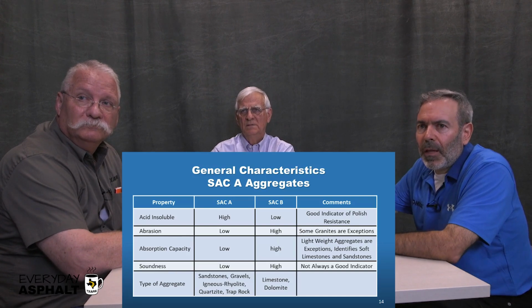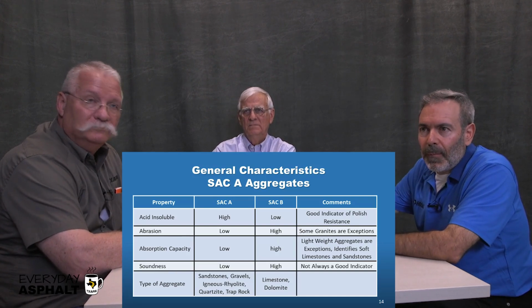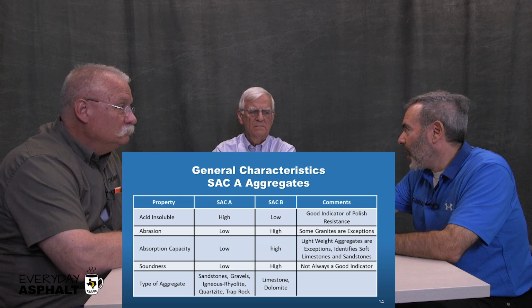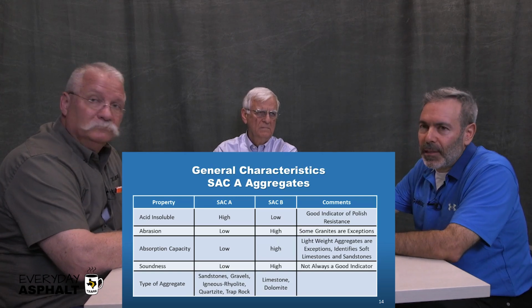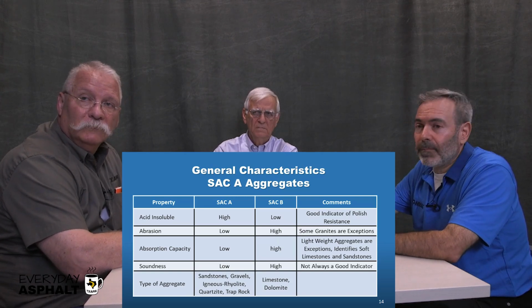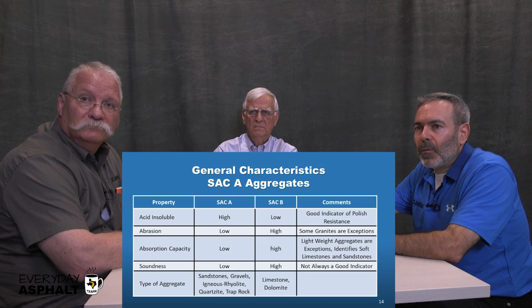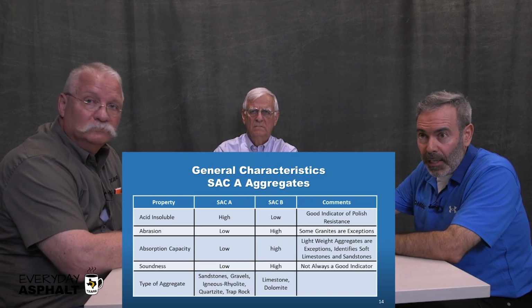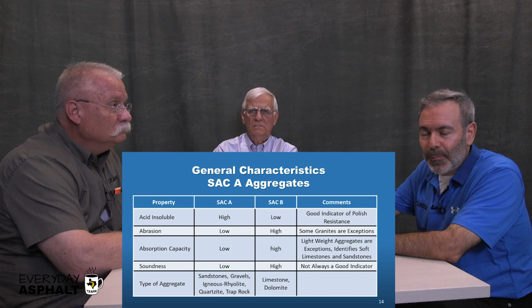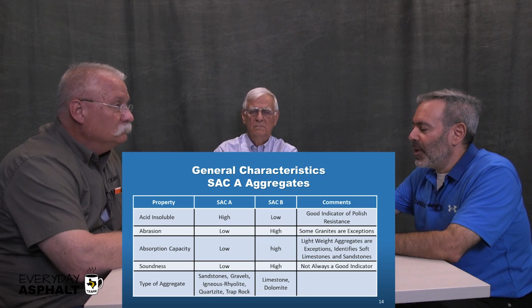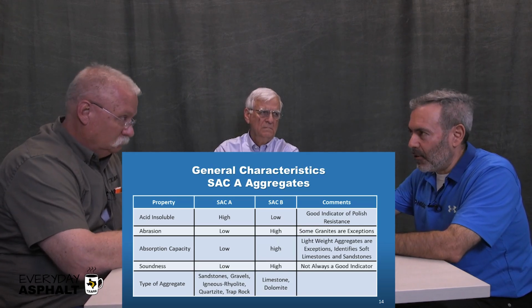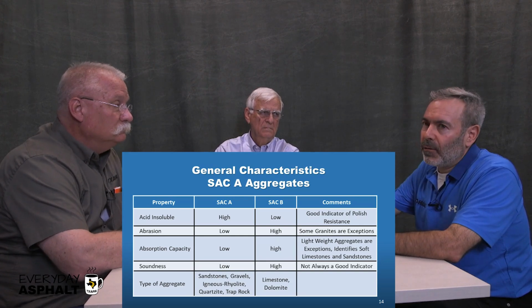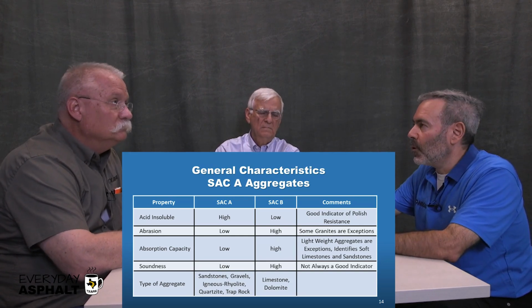So when we look at the characteristics, in general, in terms of friction, the rock with the higher acid insolubility, that's the rock that's going to give you more friction. Good. However, generally, the SAC A rock is a better quality aggregate. Sure. So like I mentioned, if you have an SMA, the aggregate qualities are better. And in general, the SAC A will meet those requirements. Okay.